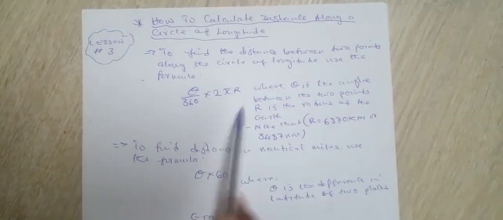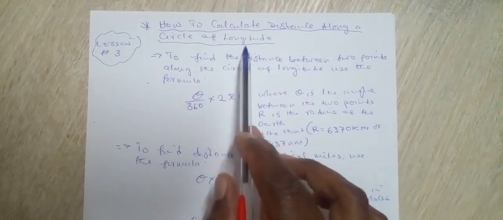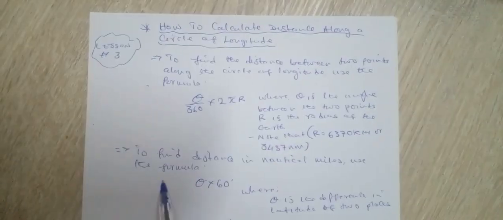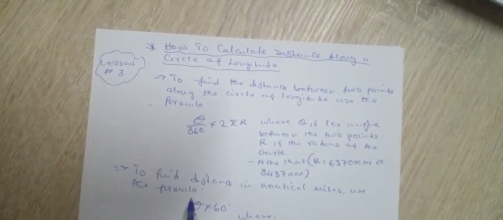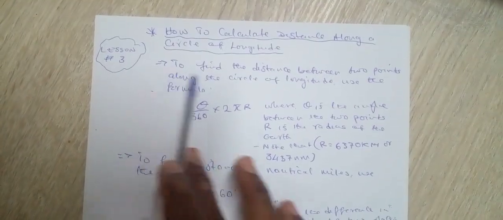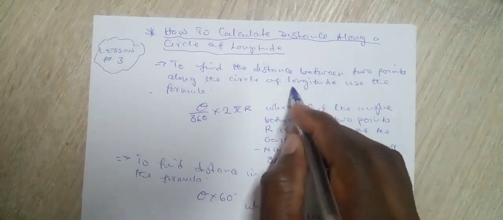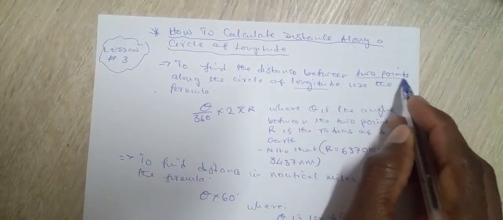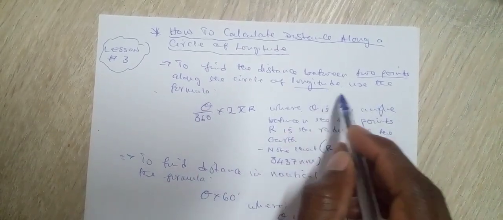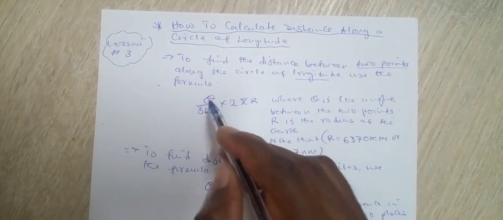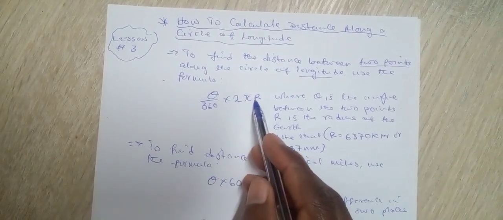on calculating this distance. So, if you want to calculate distance along a circle of longitude, there are things that you need to understand. And the goodness of this is that there is a formula to know. So let's start first. To find the distance between 2 points along the circle of longitude, use the formula theta over 360 times 2 multiplied by pi times radius.